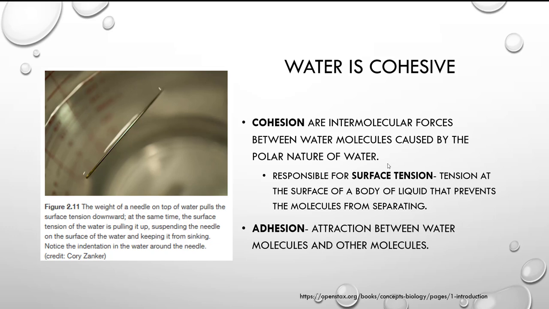And then the last word we saw in the video, surface tension. Surface tension is just tension at the surface of a body of water that prevents the molecules from separating. If we remember, those water molecules are constantly breaking and reforming those hydrogen bonds, and that's what cohesion is all about. They are clinging to each other through those hydrogen bonds, and this allows surface tension to take place.